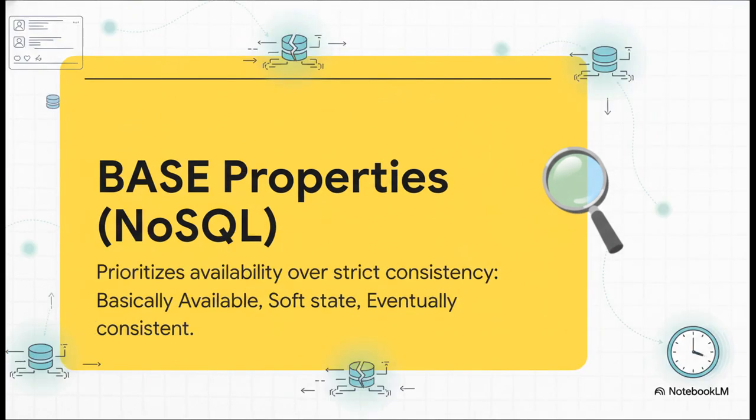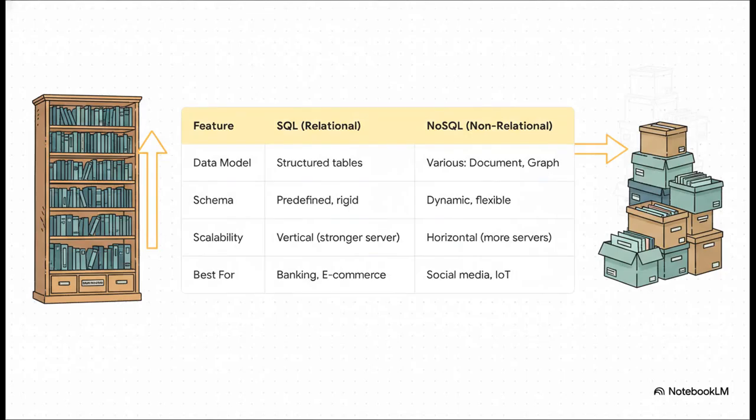NoSQL databases, on the other hand, often play by a different set of rules, BASE. They're all about being available. They say, hey, it's more important that the app is always online and fast than for every single piece of data to be perfectly consistent across the globe at the exact same millisecond. The data becomes eventually consistent. This is perfect for, say, a social media feed. So it all comes down to choosing the right tool for the right job.